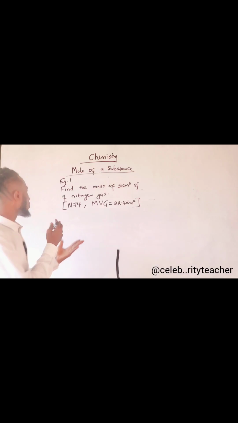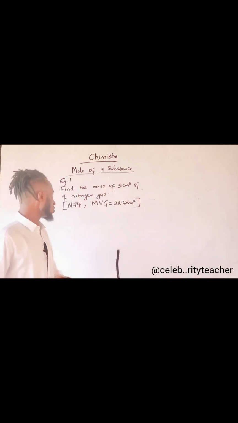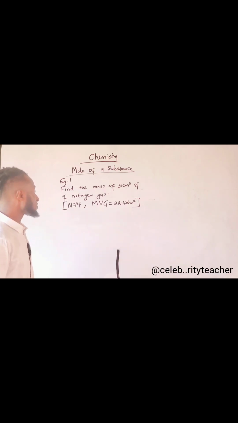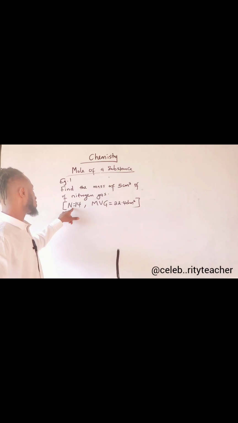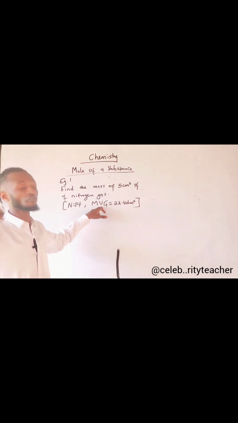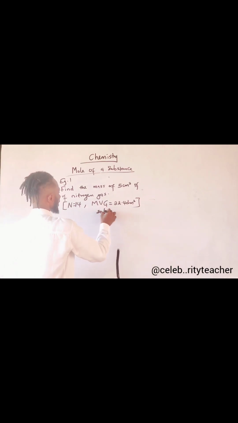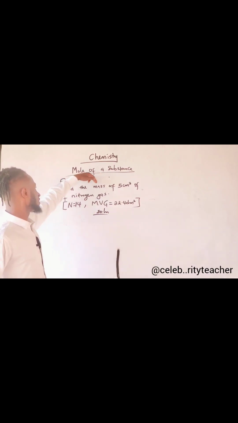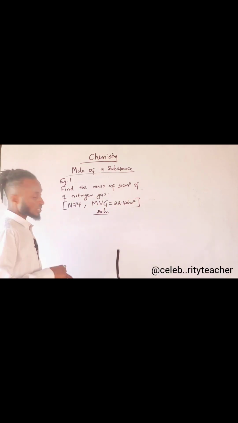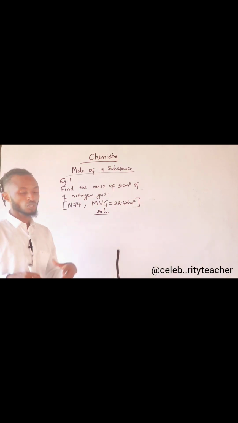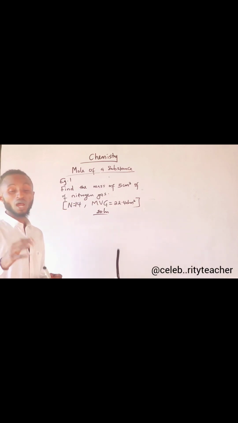So for instance, you have a question like this, and the question says find the mass of 5 cm cube of nitrogen gas. When you look at the question, you have in parentheses that the relative atomic mass of nitrogen is 14, and the molar volume of a gas is 22.4 dm cube. So how do you solve a problem like this? The first thing you will note is that you were given the volume of nitrogen and you are asked to find the mass of the same nitrogen. So it's a comparison between mass and volume. How are you actually going to handle this?